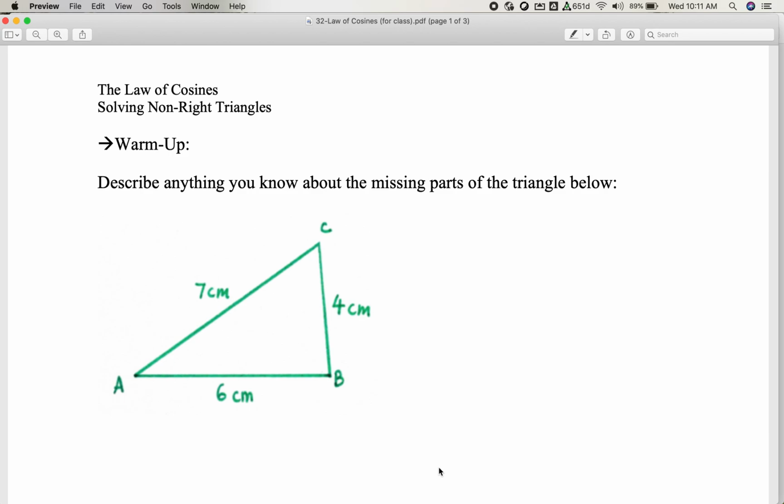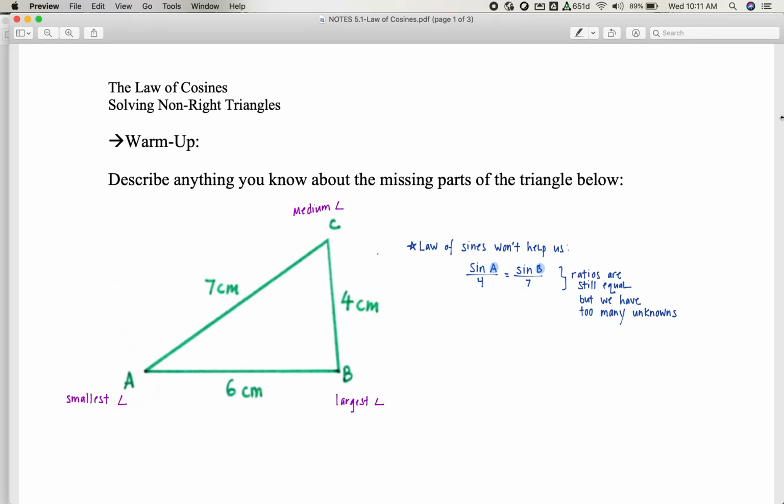Before we get started, take a look at this triangle that you see on the page and ask yourself, what is anything that you know about the missing parts of this triangle? And if we did want to find the exact values of the angles in this triangle, what tools might you have that would help you find them? So consider pausing this video for a minute and thinking about that for yourself before you keep going.